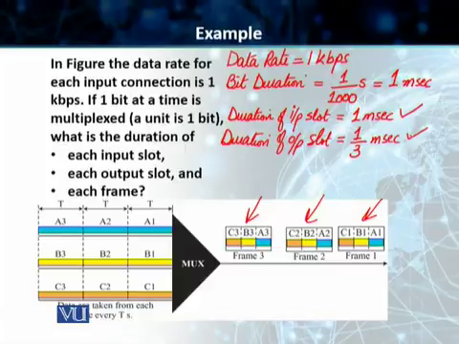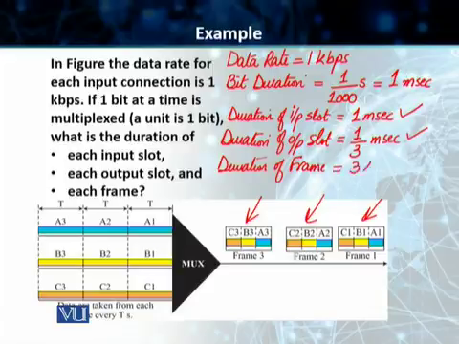And students, lastly, we know that each frame carries 3 output time slots: A1, B1, C1 in the first one, A2, B2, C2 in the second frame, and similarly we have got A3, B3 and C3 in frame number 3. So each frame is carrying 3 output time slots, so the duration of the frame in this case is going to be 3 multiplied by the duration of each output time slot, 1 by 3 milliseconds, and this is equal to 1 millisecond.